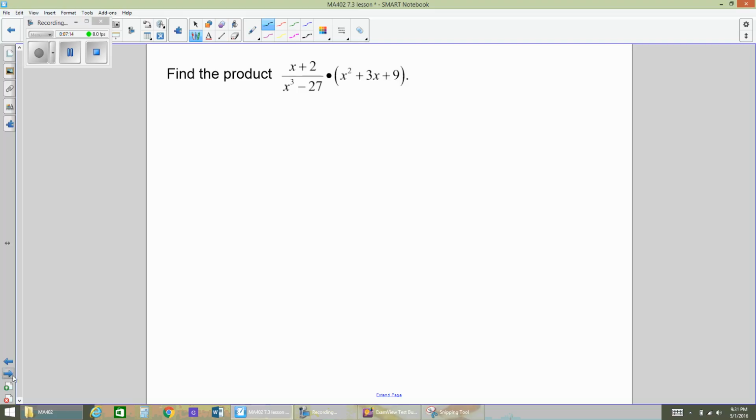Okay, here's another find the product. Alright, before I even start this problem, I'm going to draw an invisible one. I'm going to make it visible. There you go. Okay, now we have to factor, factor, factor.